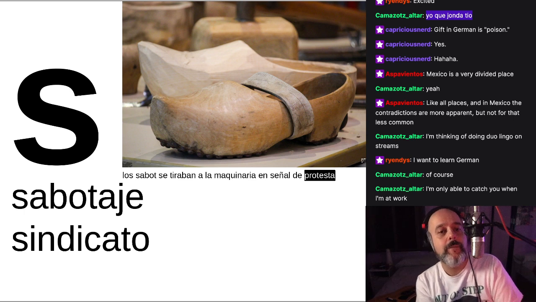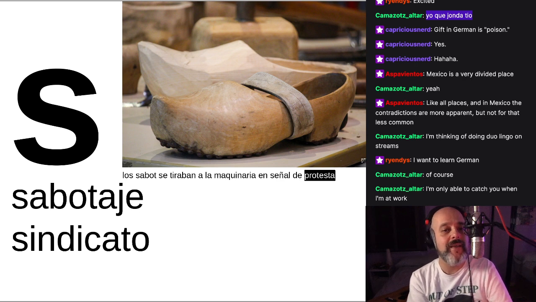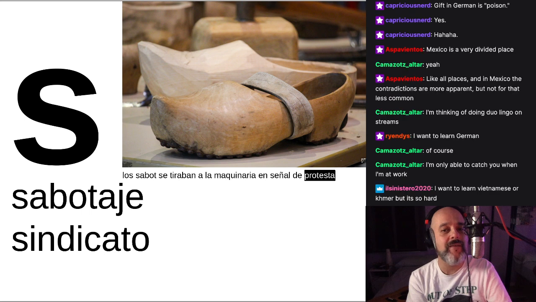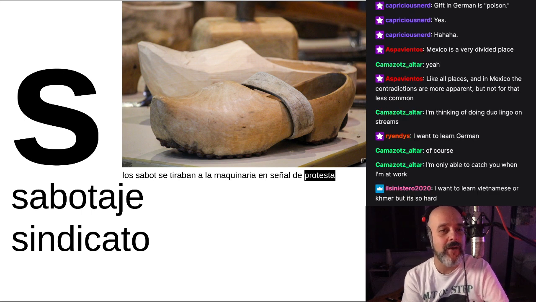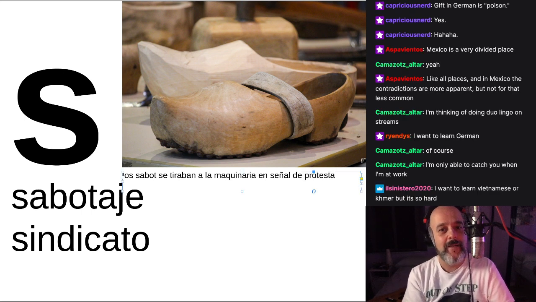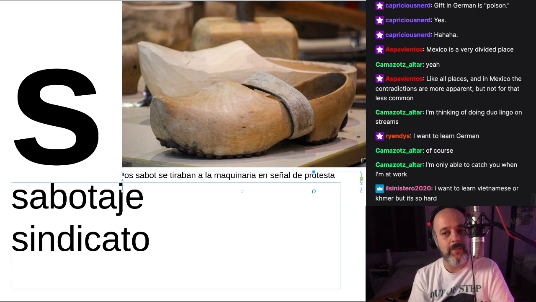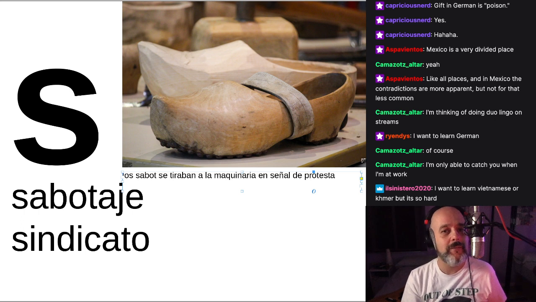Protesta, protest. Which, if you read it literally, because of the grammar being so different, the sabot were thrown to the machinery in signal of protest. It sounds super artificial in English, but it works in Spanish like that. Like, people threw sabots into the cogs of the machine to clog them and stop the work as a means for protest and strike and workers' struggle.